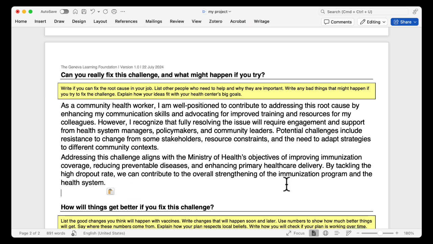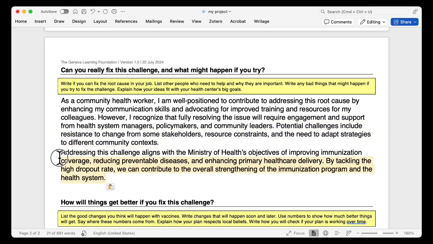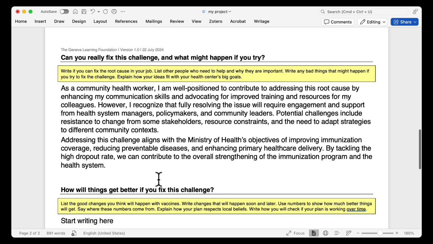As a community health worker, I'm well positioned to contribute to addressing this root cause. Why? By enhancing my communication skills and advocating for improved training and resources for my colleagues. However, I recognize that fully resolving the issue will require a lot more from managers, policymakers, community leaders. Potential challenges include resistance to change from some stakeholders, resource constraints, the need to adapt strategies to different community contexts. Addressing this challenge aligns with the Ministry of Health's objective of improving immunization coverage, reducing preventable diseases, enhancing primary healthcare delivery. So by tackling the high dropout rate, we can contribute to the overall strengthening of the immunization program and the health system.